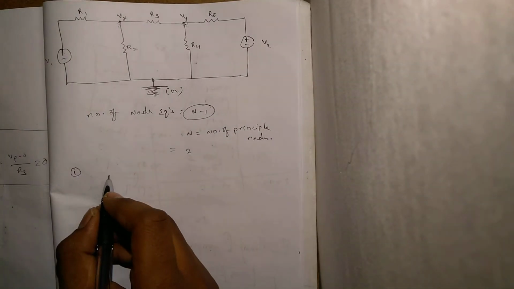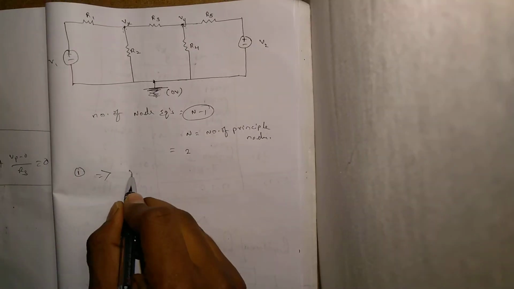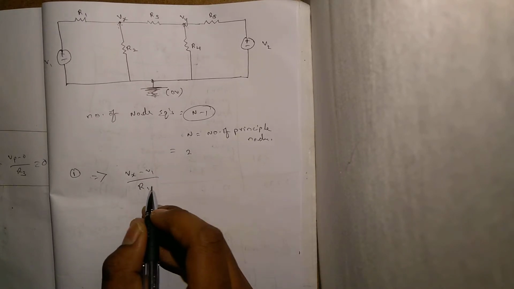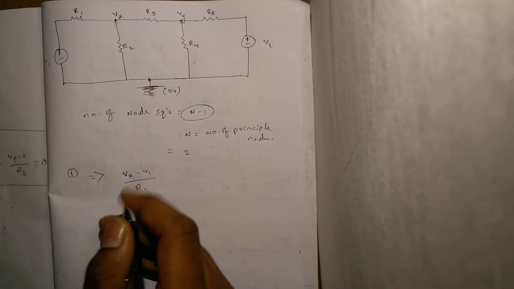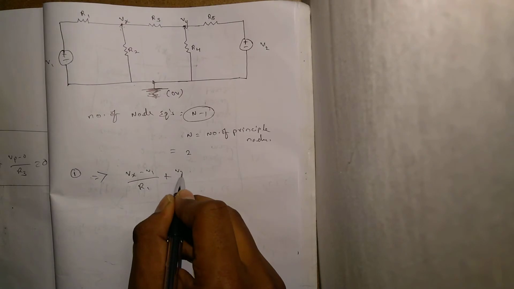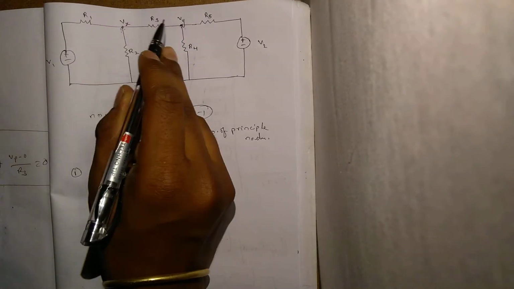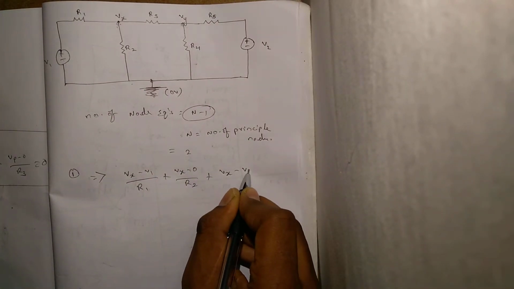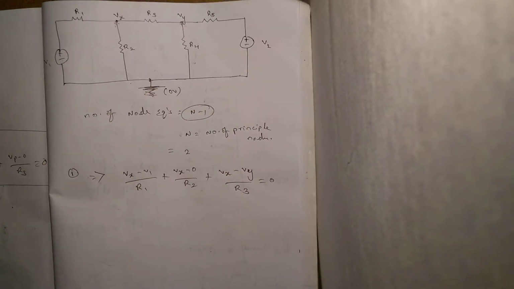So what will be my node equation? Vx minus V1 by R1. Please watch the previous videos for a better idea if you did not watch. And Vx minus 0 by R2 plus Vx minus Vy by R3 is equal to 0. This is your first node equation.